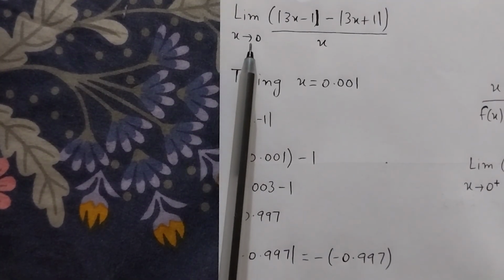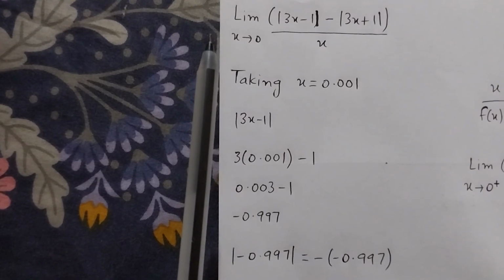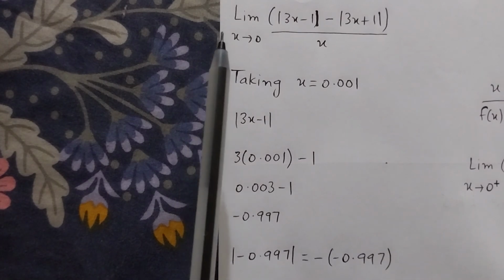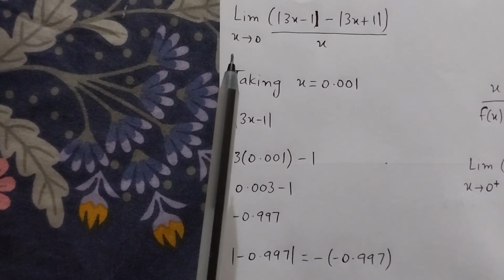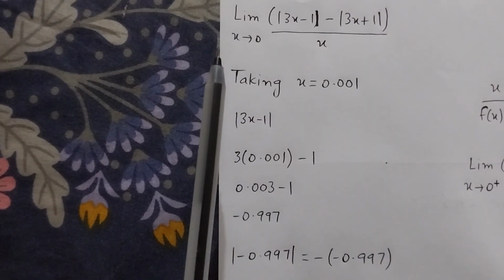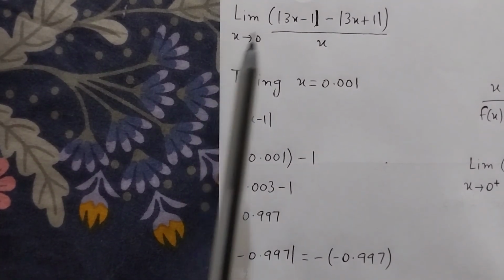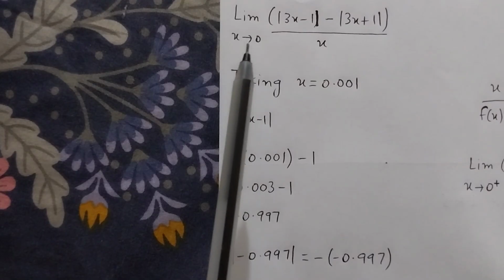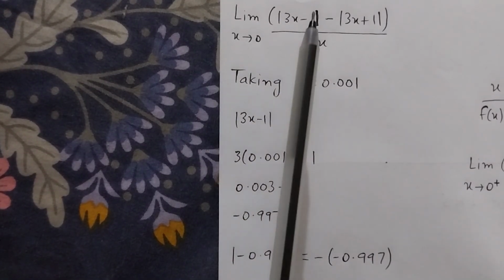If we are approaching 0, that means we can approach 0 from the right hand side, meaning from the positive x-axis, or we can approach 0 from the negative x-axis, from the left hand side. Either we can take a value which is really close to 0 and positive, or a value which is really close to 0 but negative. So we'll evaluate both the left and right hand limits, and we'll see what the value of this limit is.